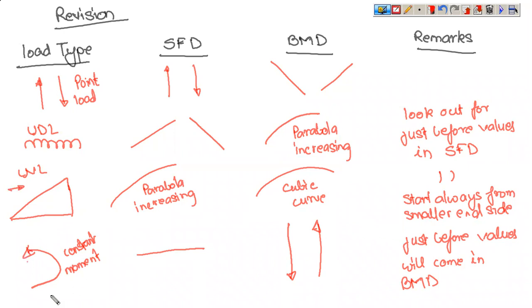When you have a constant moment, in the shear force diagram there is absolutely no change. It goes horizontal. In the bending moment diagram, either it goes up or goes down depending upon clockwise or anti-clockwise moment. And just before values have to be calculated in the bending moment diagram if you have a constant moment. There are very few small things that you also can remember. One is type of beam, and the next one is the remarks.